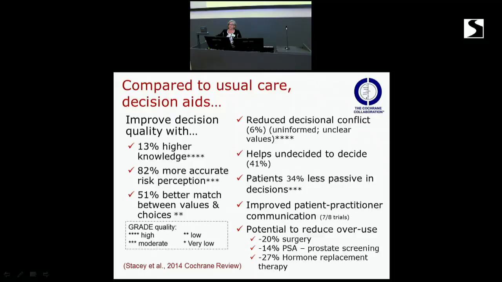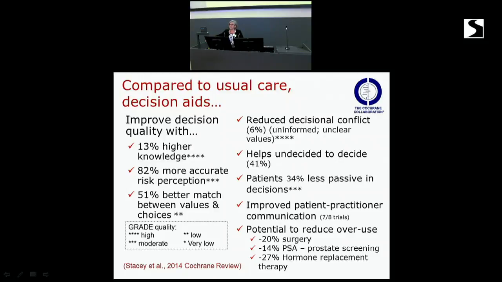What are the results showing us? Well, compared to usual care, we know that patient decision aids improve decision quality: 13% higher knowledge, 82% more accurate risk perception, and 51% better match between the values and the choice. I've incorporated here the GRADE quality ratings around the evidence so that you can see where we've got really high quality evidence around higher knowledge, and lower quality evidence around the better match between values and choice, mostly because this has not been evaluated very well. It's much more difficult to value this composite score of decision quality than it is to just test patients' knowledge.